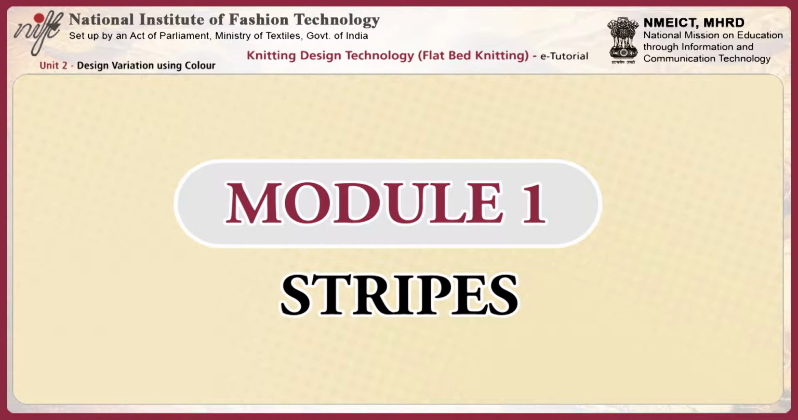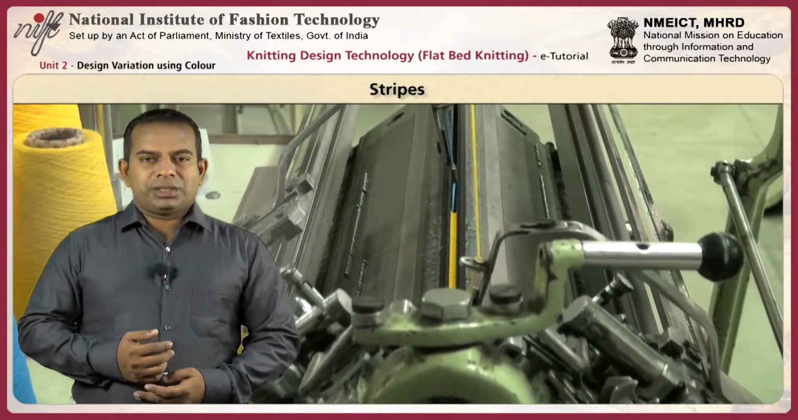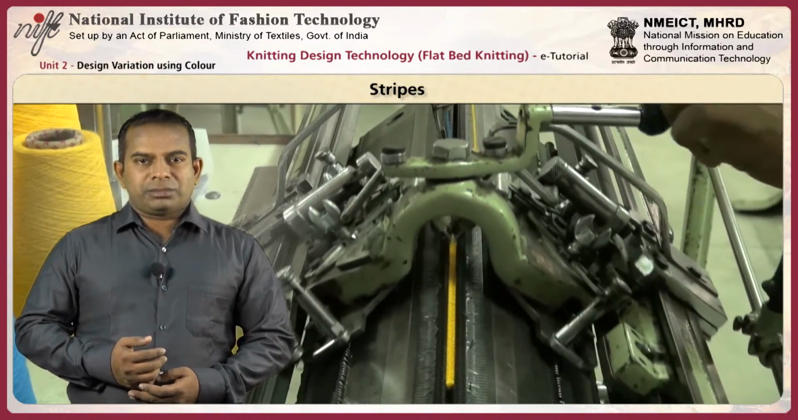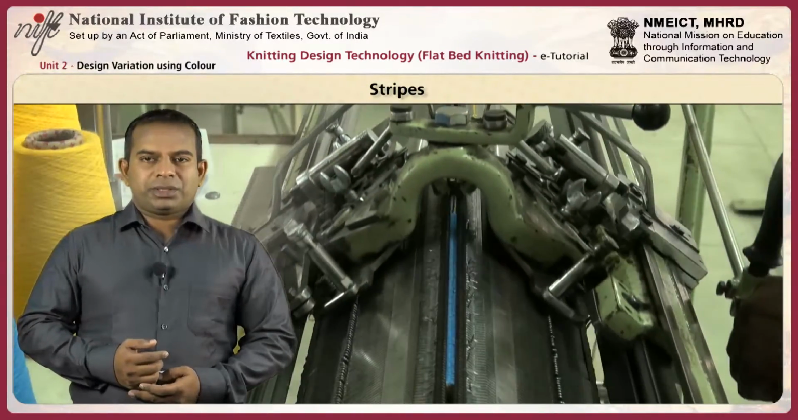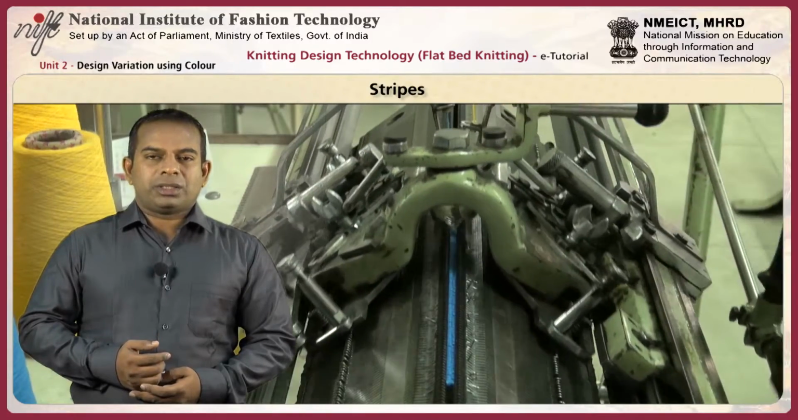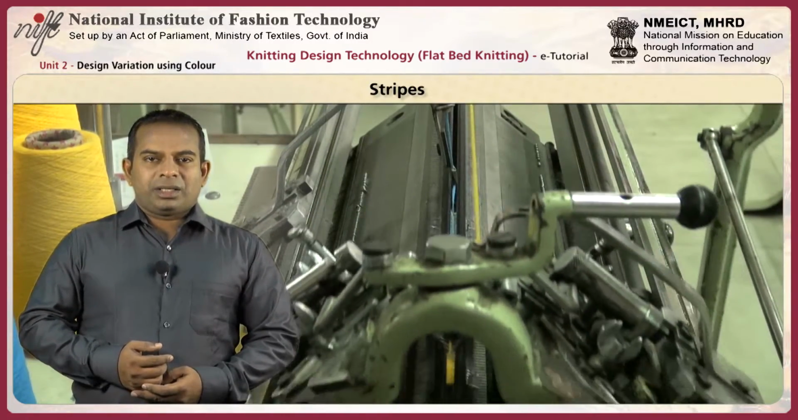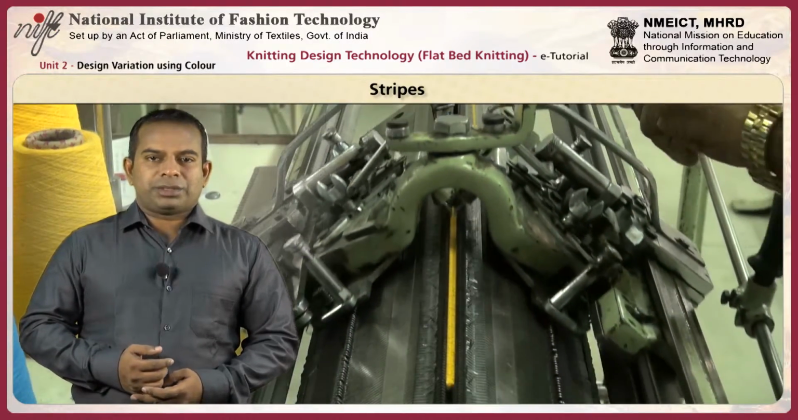The first module focuses on creating stripes. The simplest way to mix color into a knitted fabric is by creating multicolored stripes. You may also have noticed most of the stripe designs you see are horizontal in nature. Let us look at the way to create stripes in flat knitting machine.